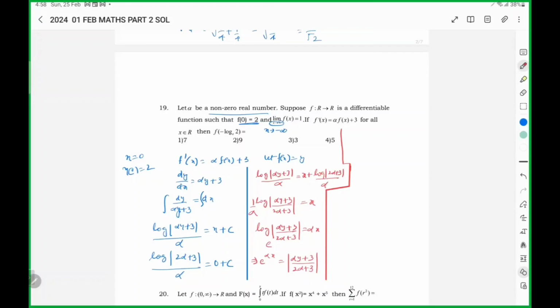Now what we have to find out is the limit as x extends to minus infinity, f of x is 1. Suppose alpha is positive, e power alpha x as x approaches minus infinity becomes e power minus infinity, which approaches 0. So in this case, it becomes 0 alpha y plus 3, but as x approaches infinity, f of x is nothing but y. Y approaches 1, alpha becomes minus 3. So we took alpha greater than 0, we got alpha negative, that can't be the answer. So alpha is less than 0.